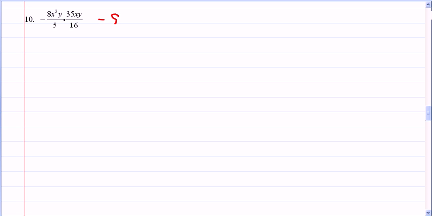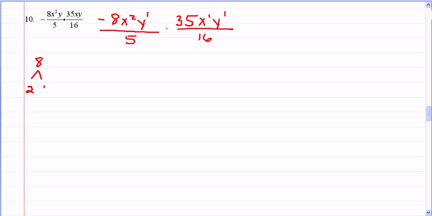For number 10, negative 8x squared y, and I'll put a 1 here to remind myself that it's y to the first, over 5 times 35xy, which is x to the first, y to the first, over 16. So I start with 8. 8 is composite, so I write the prime factorization of 8. And then my next composite number is 35. And 35 is just 5 times 7. And then 16.